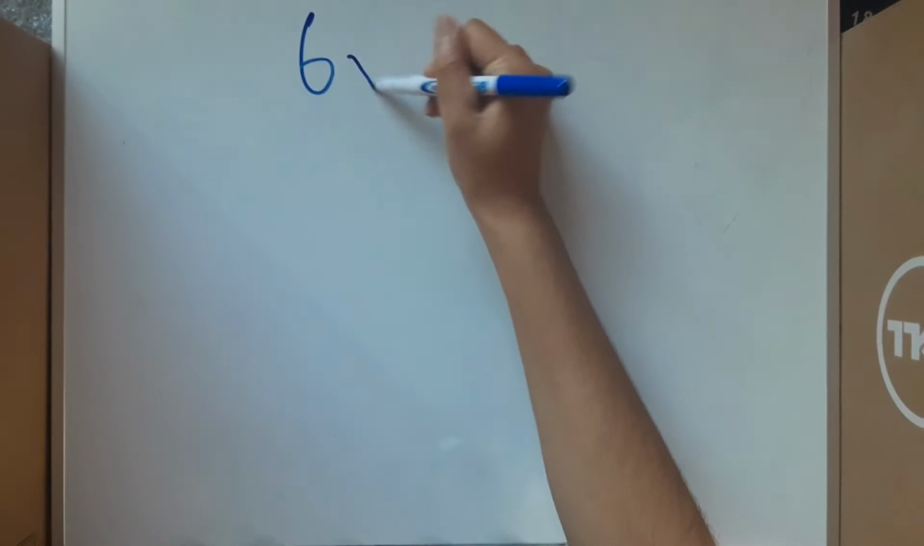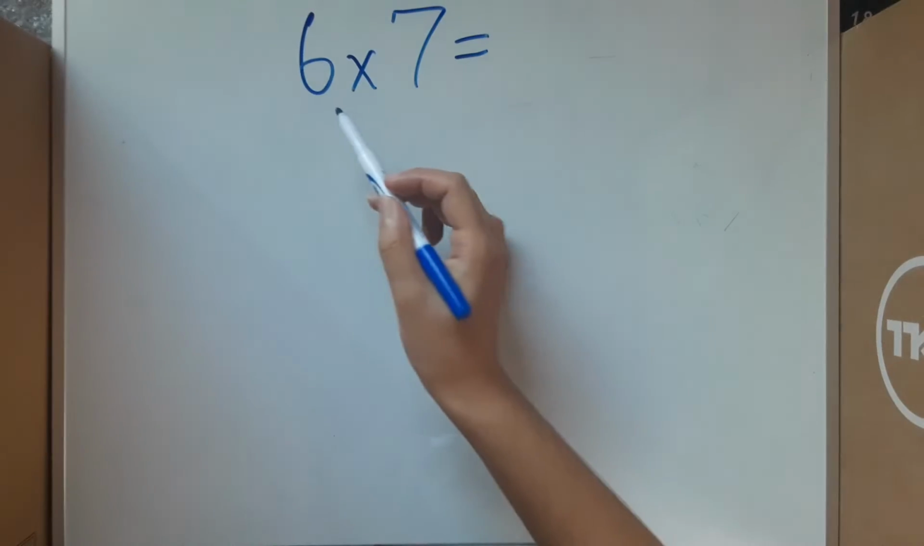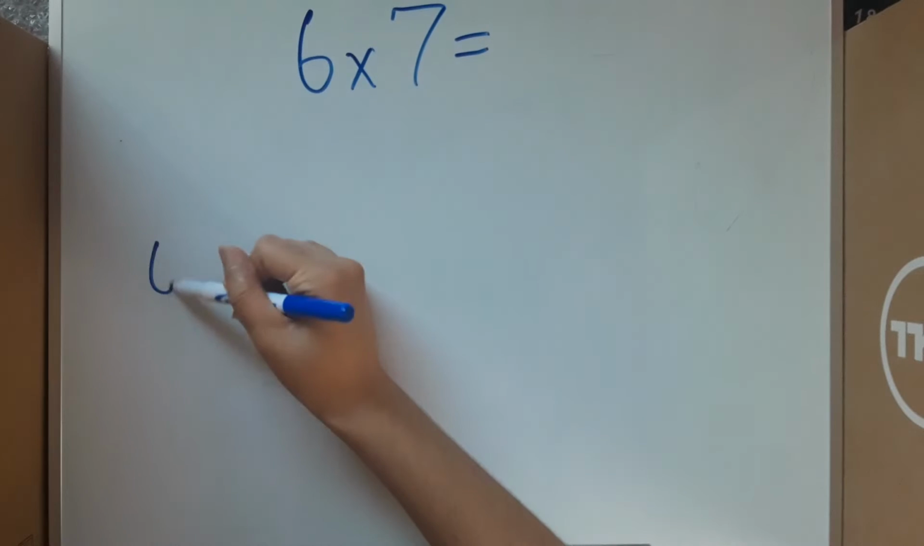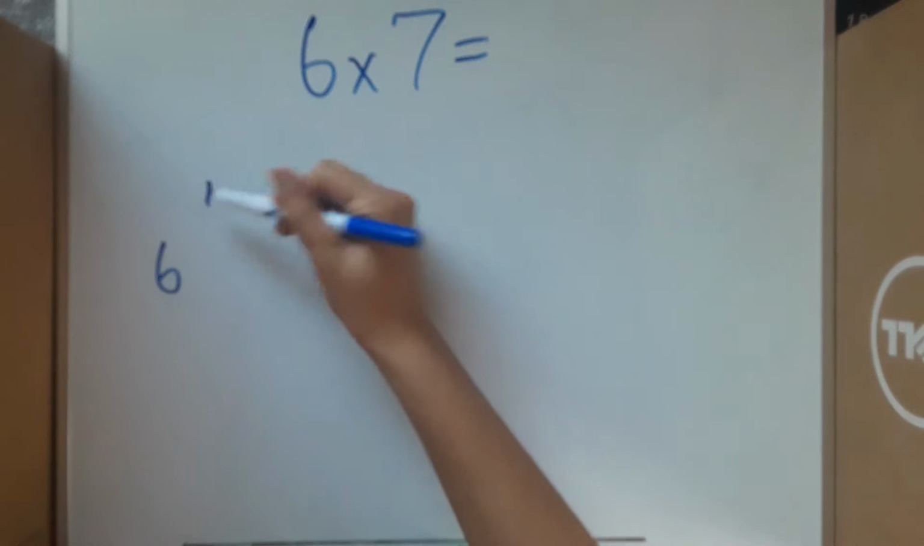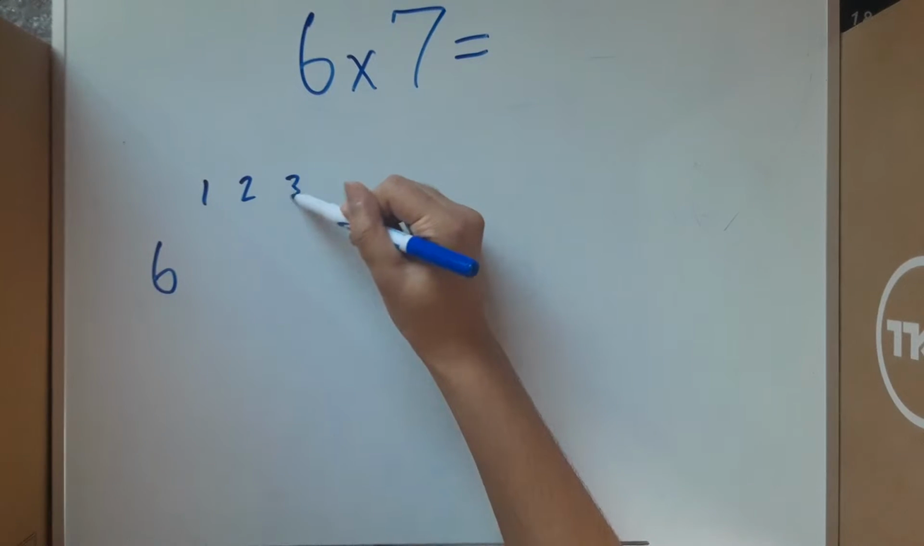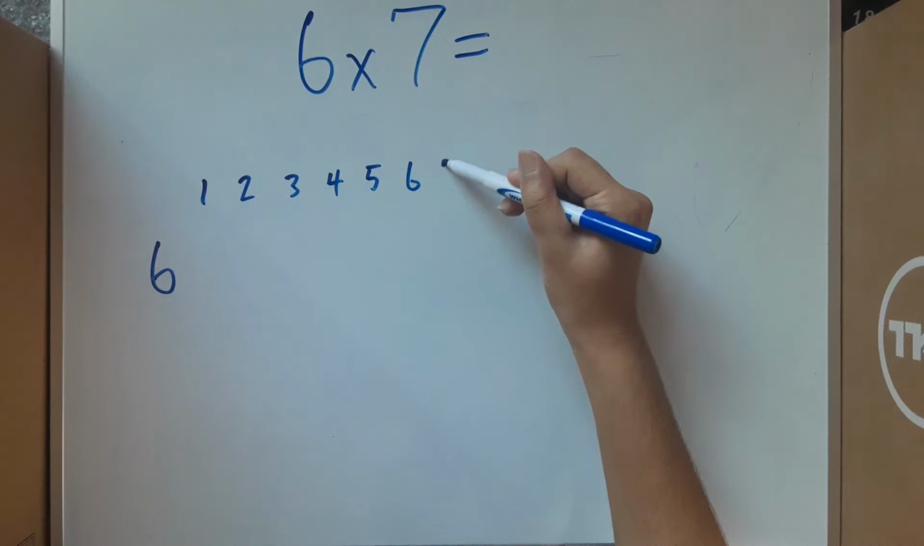Let's start out with a practice problem. Let's do 6 times 7. We know that our base number is 6 and that we'll have 7 sets. 1, 2, 3, 4, 5, 6, 7.